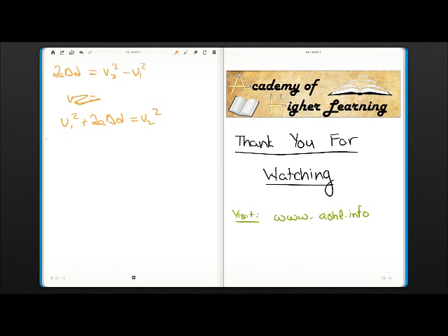Now this equation is really good since you don't need to factor, you don't need to know time. So this is a really good equation to know and to memorize.